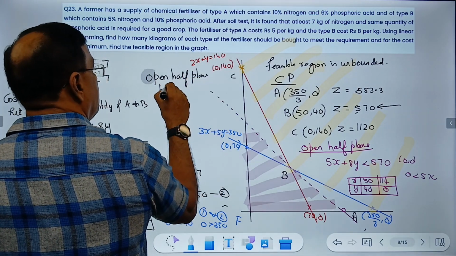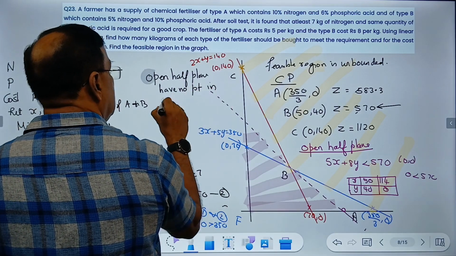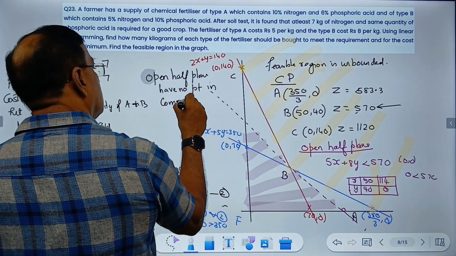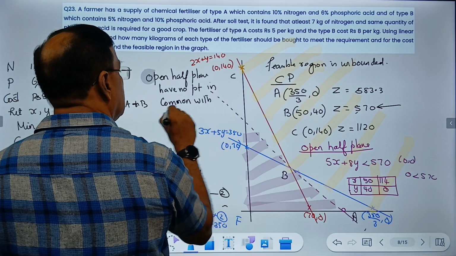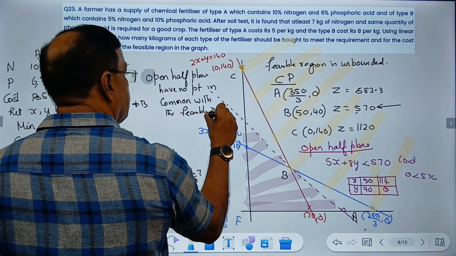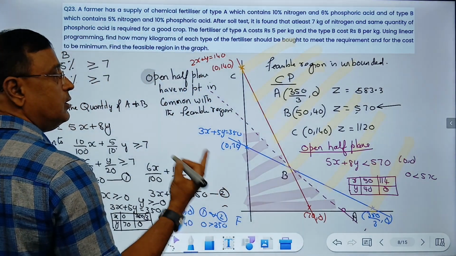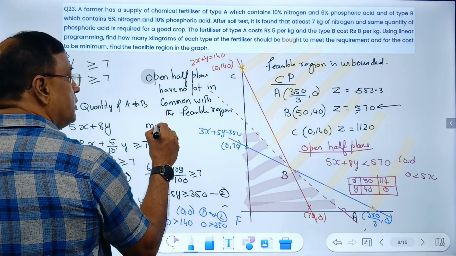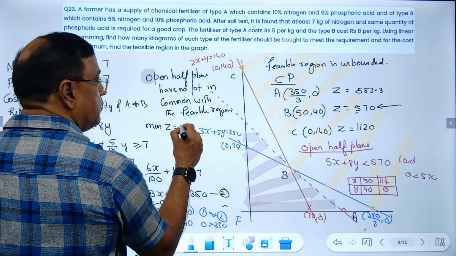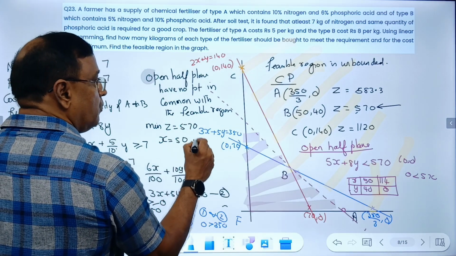has no point in common with the feasible region. Since it has no point in common with the feasible region, what do you know? The minimum z is 570, for x equal to 50 and y equal to 40.